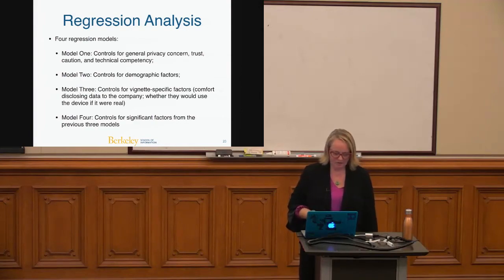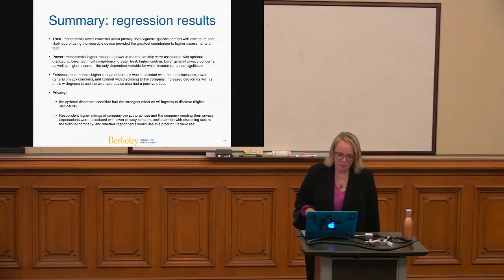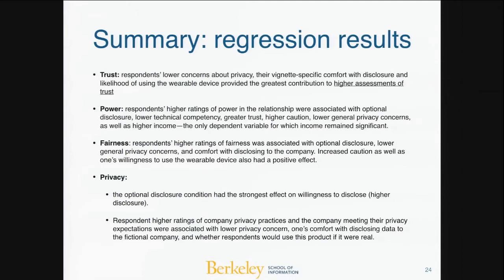Okay, so to summarize, with trust, higher ratings on the trust variable were associated with respondents' lower concerns about privacy. The less concerned you were about privacy, the more you trusted the company. Their comfort with disclosure to the company, and the likelihood of using that wearable device. Those all contributed to people having higher ratings on trust.